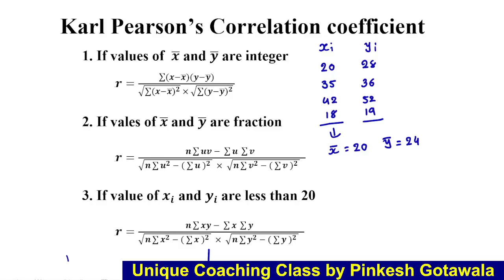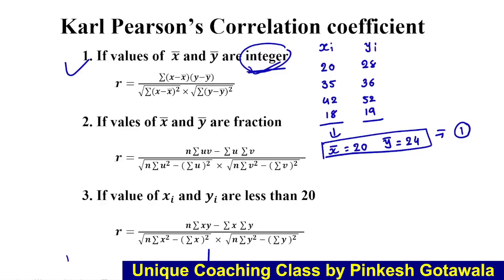So these amounts are called integers. Integer means 20, 30, 59, 64, whatever, a whole number, not in point. So if the value of x bar and y bar is like this, 20, 24, 50, any amount but not in point, 25, 26, 28, whatever, that is called an integer. So in this situation we should apply this first formula.